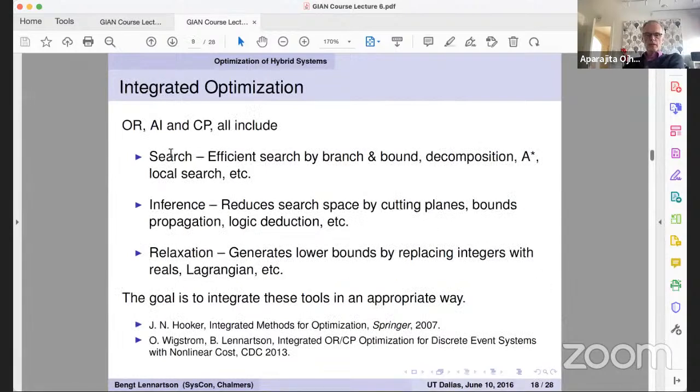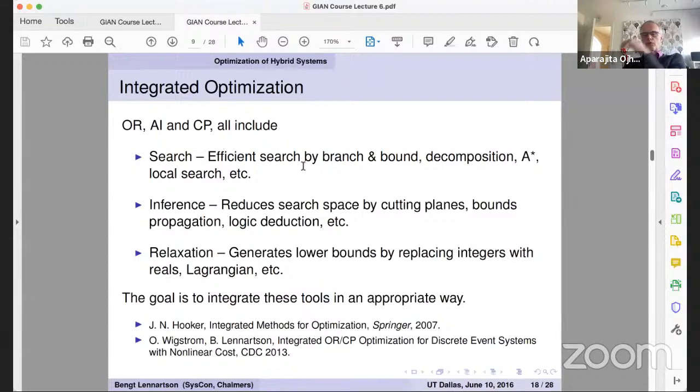Now, if you look at these three different areas, OR, AI, and CP, they all include, as I said, Hooker, not Tucker. In Hooker's book, he mentioned that there are three interesting parts or concepts that need to be combined to solve this type of problems. And that is search, inference, and relaxation. So what does search mean here?